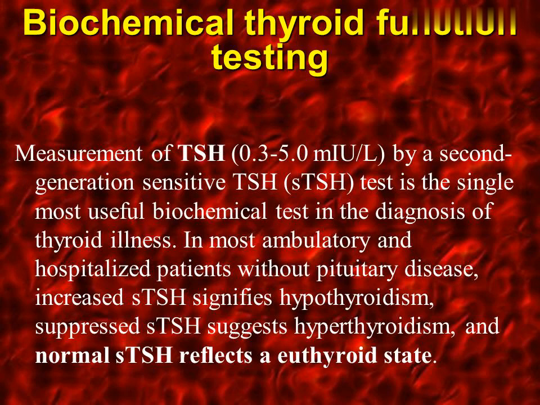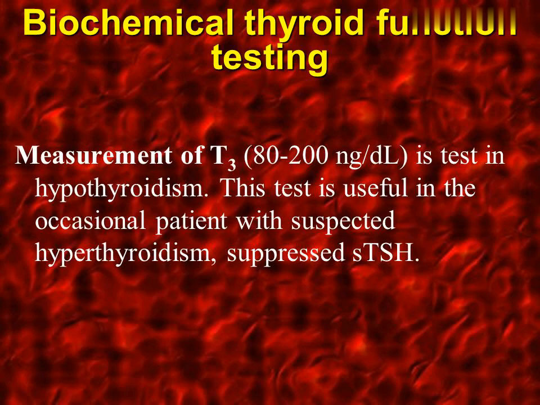Biochemical thyroid function testing. Measurement of TSH, 0.3 to 5.0 μU/L, by a second-generation sensitive TSH, sTSH, test is the single most useful biochemical test in the diagnosis of thyroid illness. In most ambulatory and hospitalized patients without pituitary disease, increased sTSH signifies hypothyroidism, suppressed sTSH suggests hyperthyroidism, and normal sTSH reflects a euthyroid state.